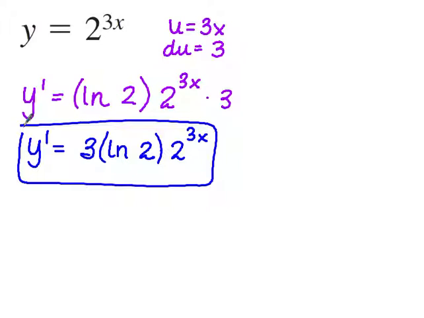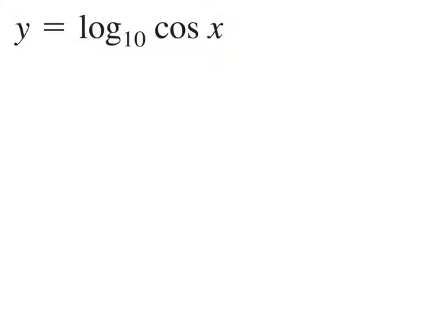Questions? Alrighty, real quick, let's look at this one: y equals log base 10 of cosine of x. So u is cosine of x, and the derivative of u is negative sine. Now let's utilize the formula they give us.